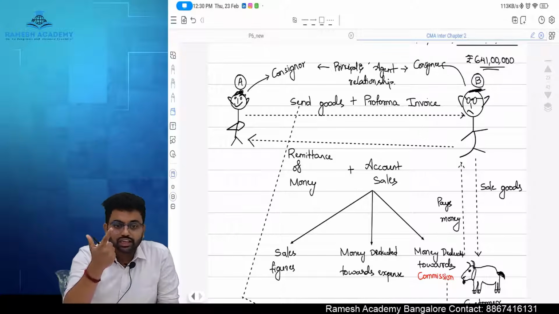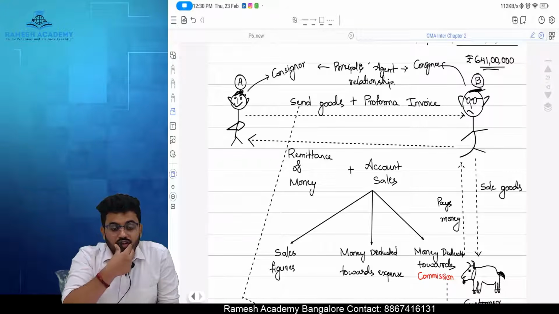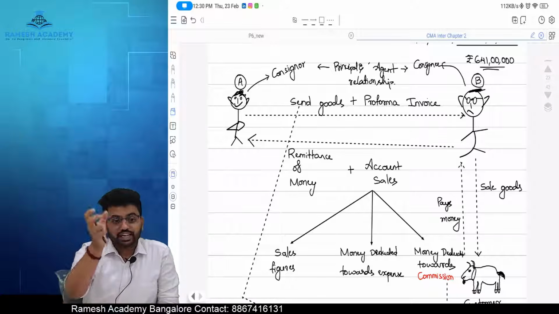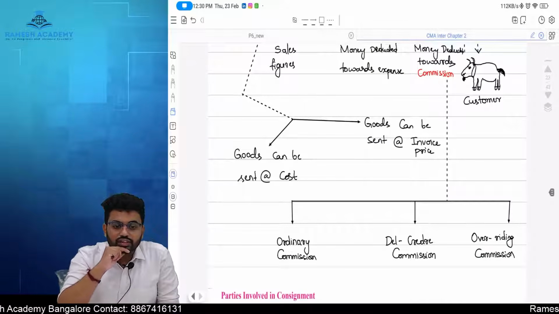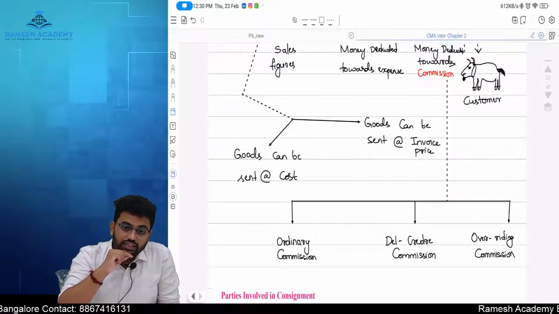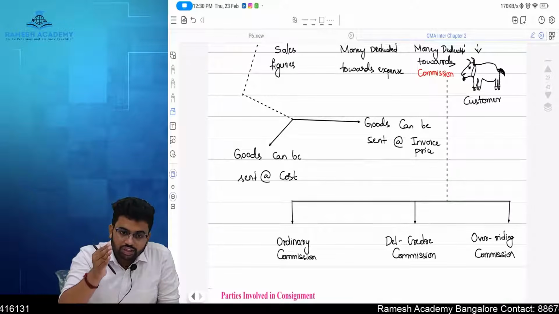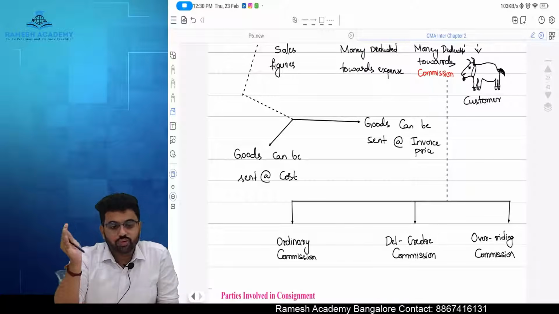That also will deduct. And commission. Now the question comes, sir, on what he is entitled to a commission? Usually it will be given in the question. Usually there are 3 kinds of commission. What are the 3 kinds of commission, sir? The 3 kinds of commission are ordinary commission, del credere commission, and overriding commission.